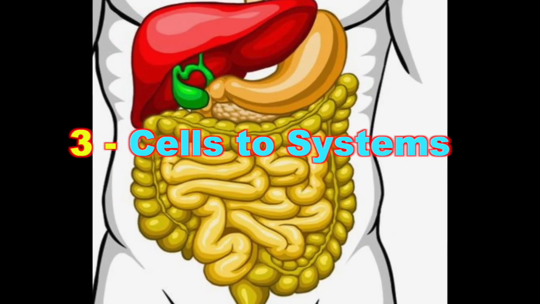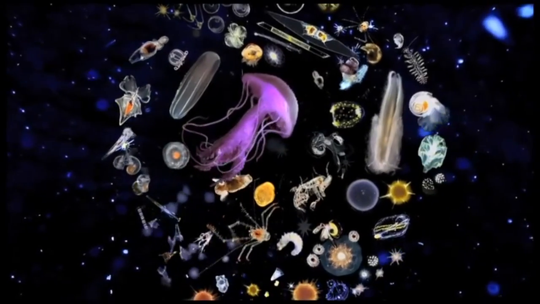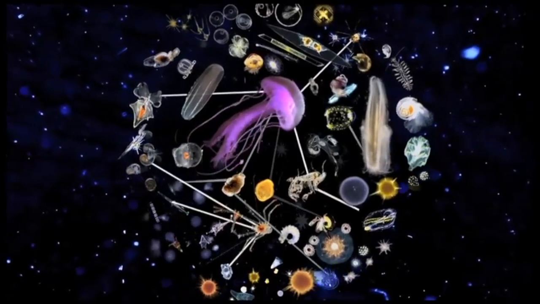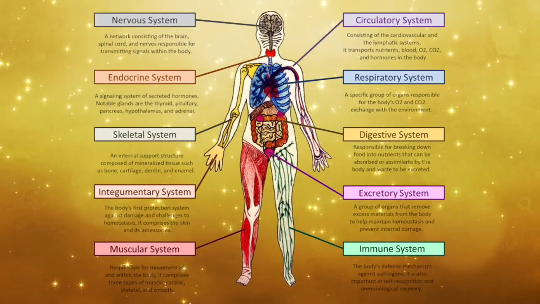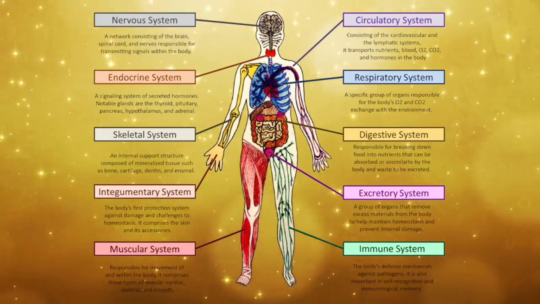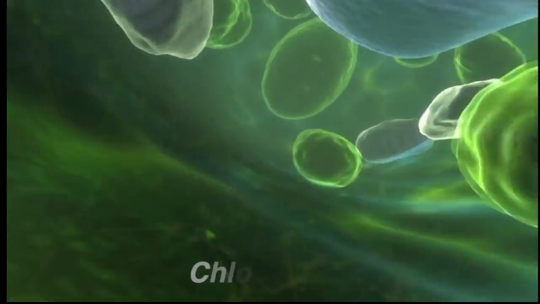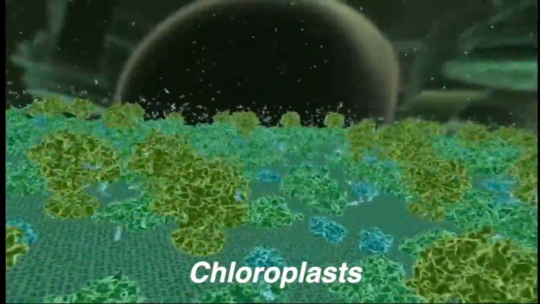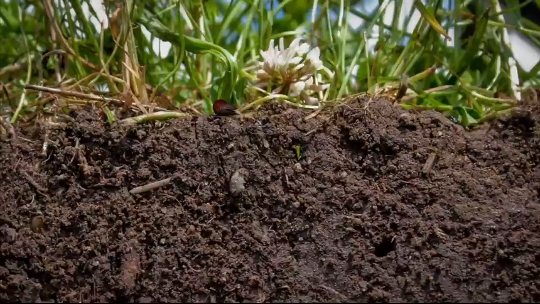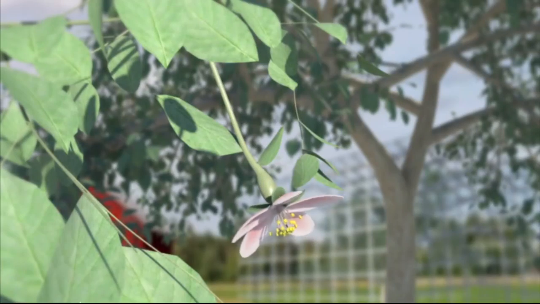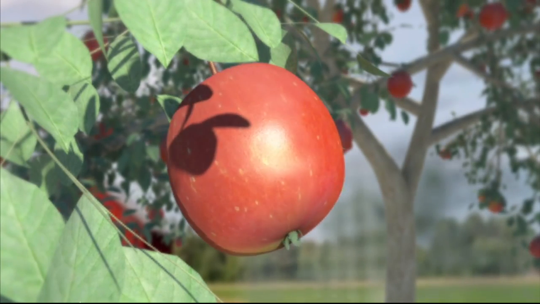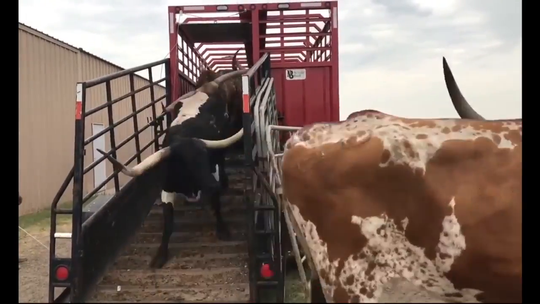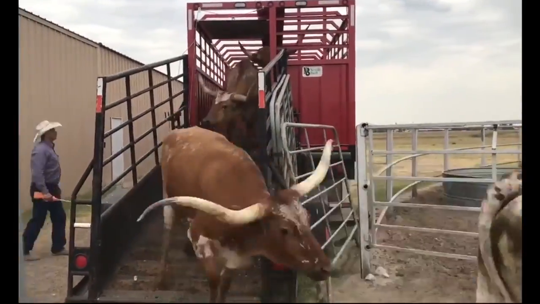3. Cells to systems. Cells join together to make more complex life forms. Cells that work together are called a system. Green cells in leaves collect sunshine to power the whole plant. Plants have different systems from roots to fruits. Animals have different systems from hooves to horns.